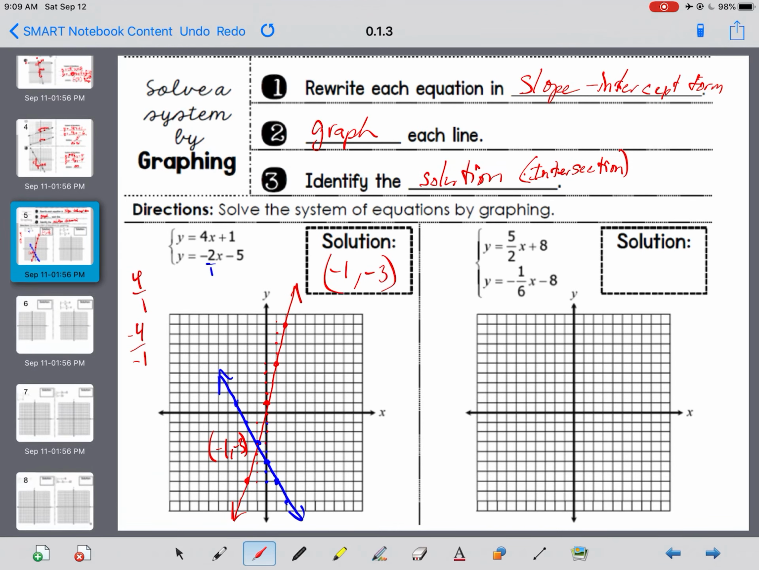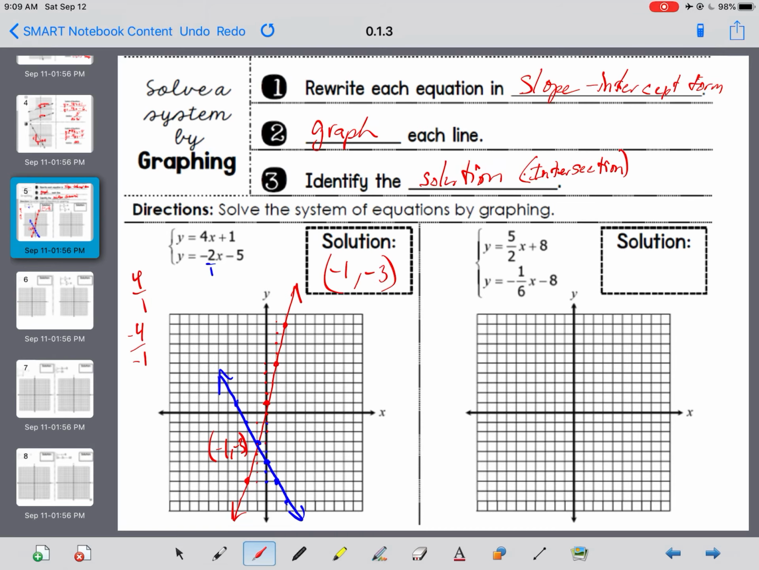Okay, next one. Line 1, this will be red. So 8: 1, 2, 3, 4, 5, 6, 7, 8. And I've got a slope of 5 over 2. Now remember that 5 over 2 is the same thing as negative 5 over negative 2. Since I'm already pretty high up on the graph, I'm going to go down 5 over 2, again, and again, until I'm off the graph. So now I can just connect my dots.